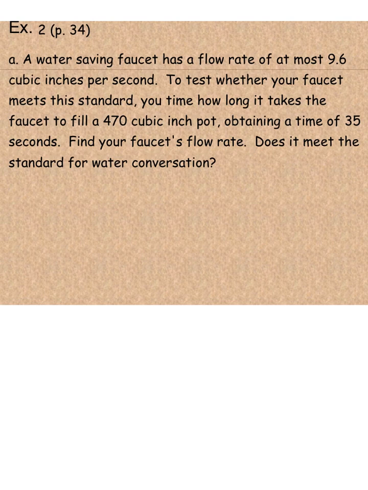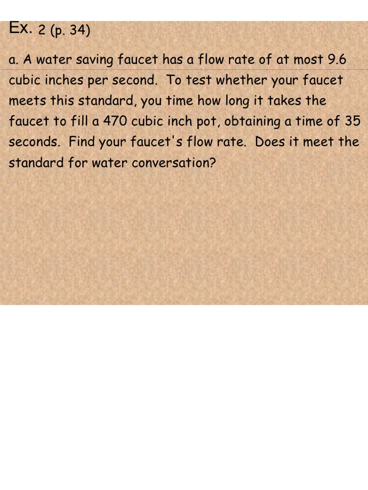Example 2, which can be found on page 34 of your textbook. A water-saving faucet has a flow rate of at most 9.6 cubic inches per second. To test whether your faucet meets the standard, you time how long it takes the faucet to fill a 470 cubic inch pot, obtaining a time of 35 seconds. Find your faucet's flow rate. Does it meet the standard for water conservation?